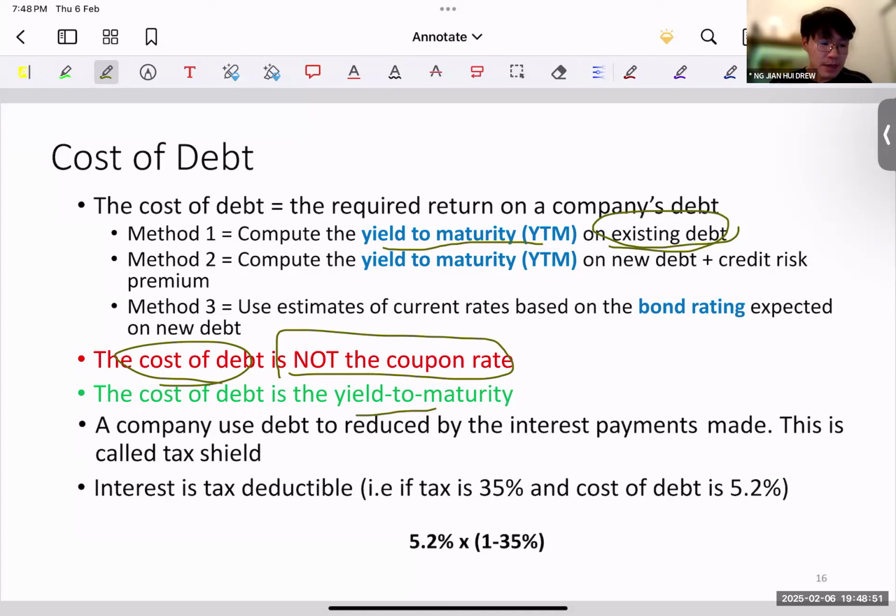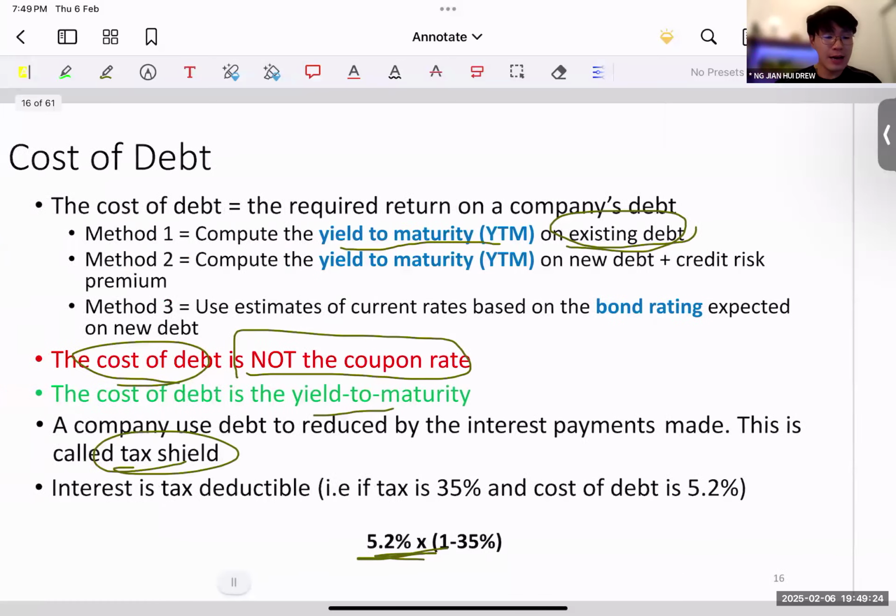So companies use debt to reduce taxes. There is a kind of tax shield benefit whenever we use debt, because there's some tax deductibility on the interest as well. So you benefit from some tax shield.